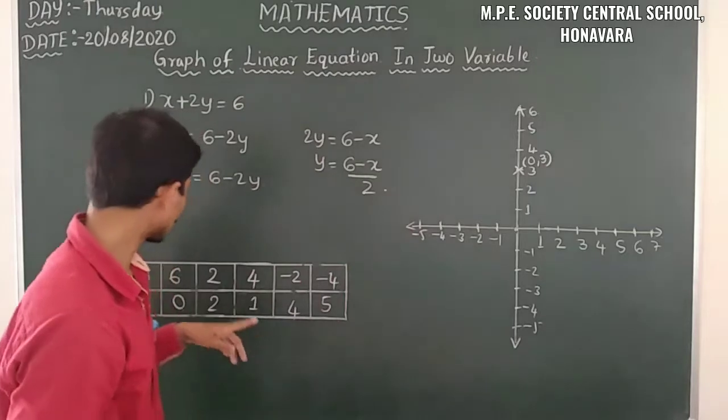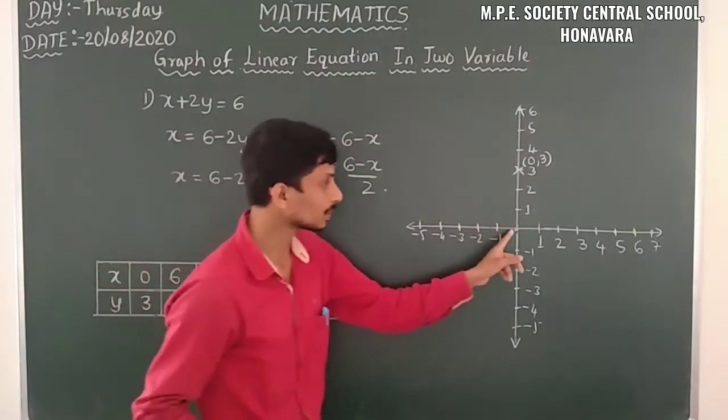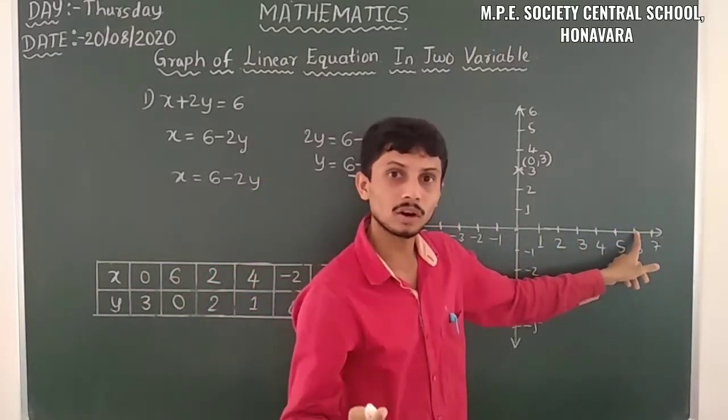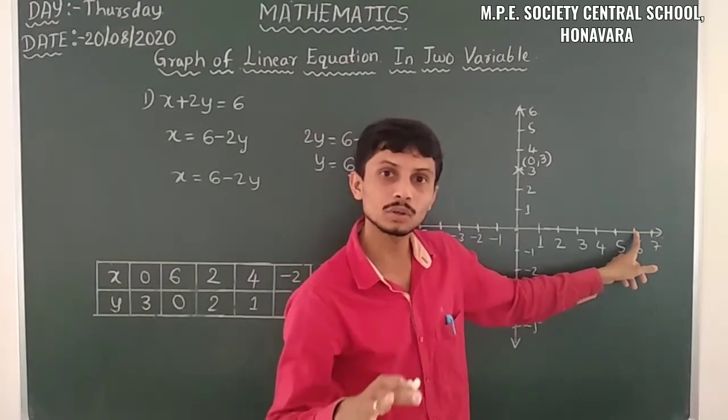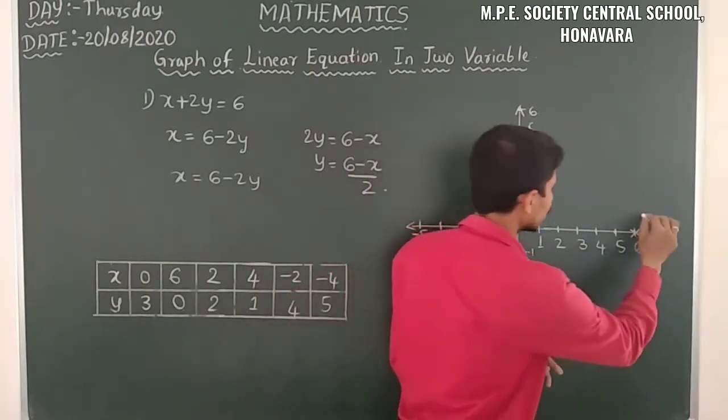Okay, then after that what we have to do? 6, 0. X coordinate of 6 and y coordinate of 0. So firstly we have to stand on the x coordinate of 6. After that, the y coordinate is 0. There is no movement. That means we have to locate that point. That is, here it is 6, 0.